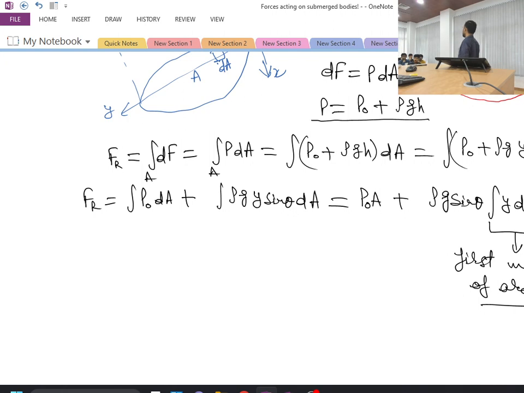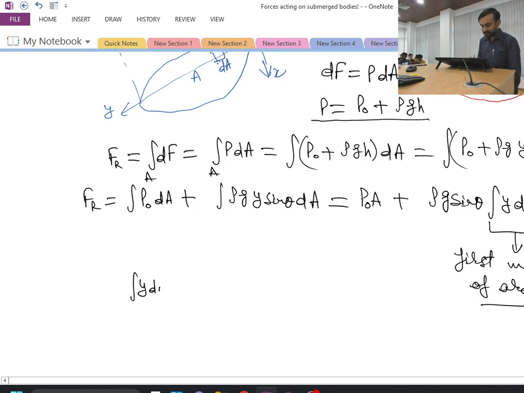This is equivalent to the estimation of the center of mass. How do you estimate the center of mass? Elemental mass dm is multiplied with the distance from the axis, you do the summation, and ultimately you get the center of mass. Over here also, the integral of y dA will give me the center of that particular surface area. So I can write this as yc, the centroid, times area A. Is this one clear?